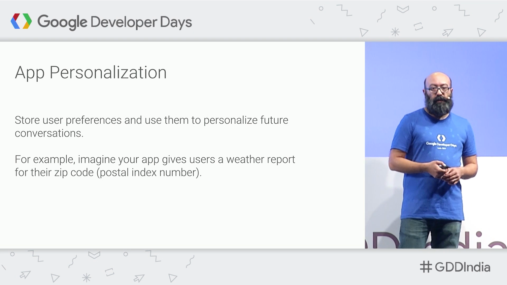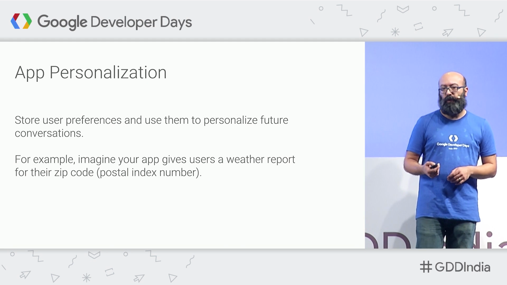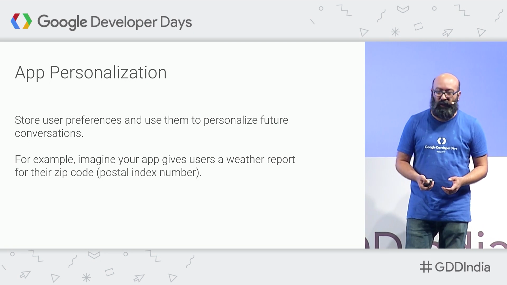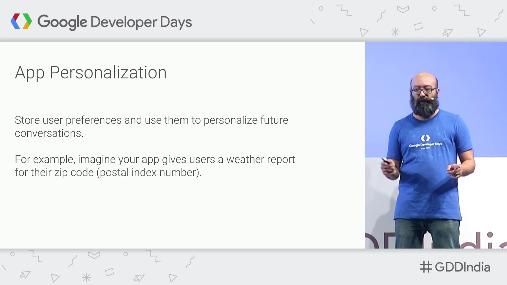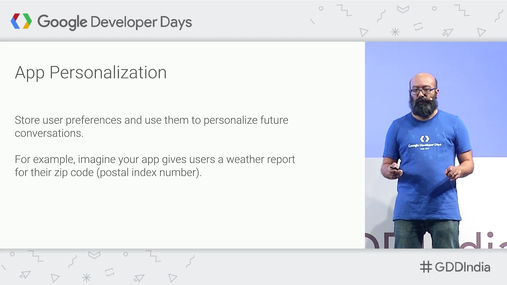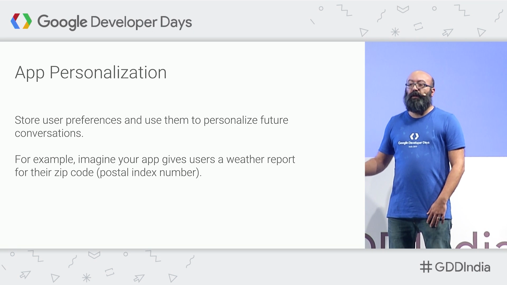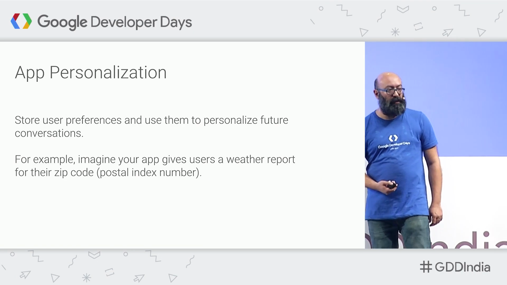An example use case is, imagine your app is providing a weather report to the user. One of the first things you will probably ask is where they live, either by getting a zip code, which Wikipedia tells me is a postal index number here. Is that correct? Yeah. And that's, for example, something you don't want to keep asking your user all the time. You want to ask it the first time they start the app, and then remember it forever, giving them a chance to change it if, for any reason, they move to another country or simply another house.